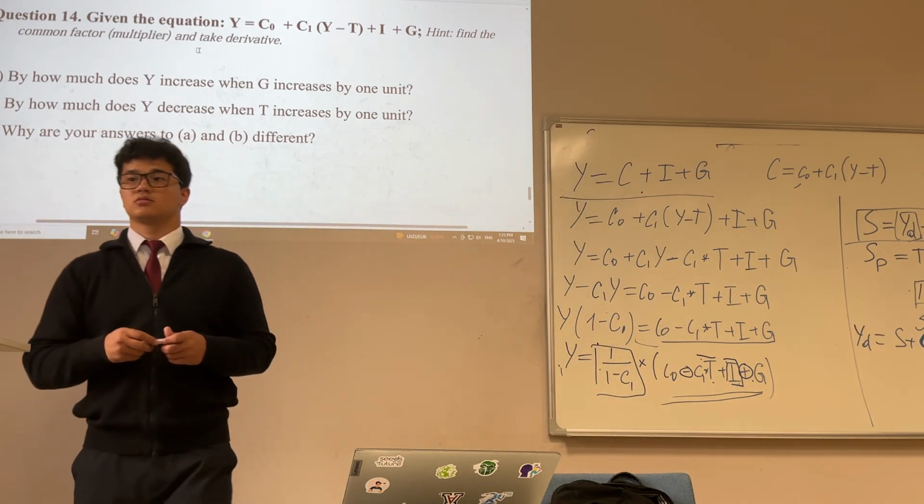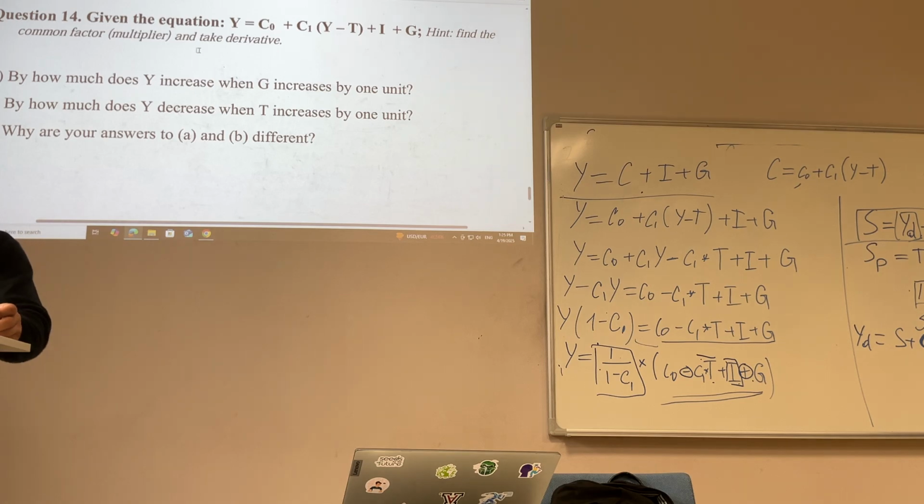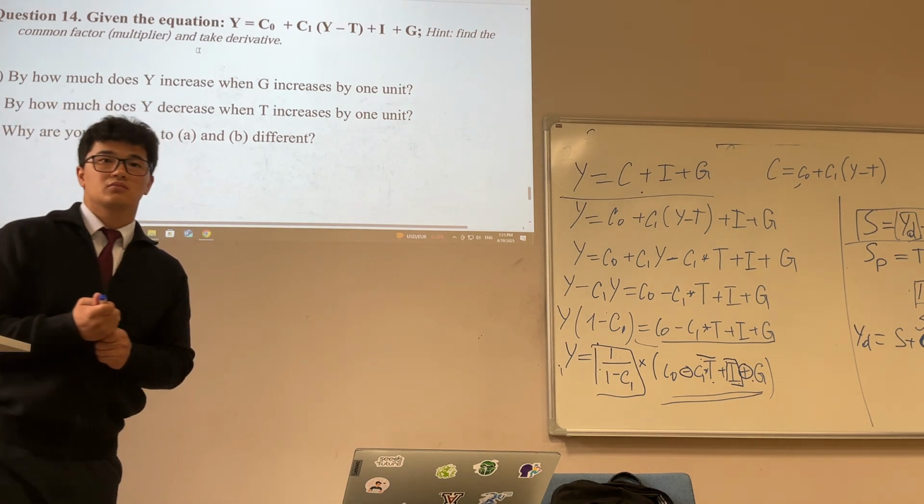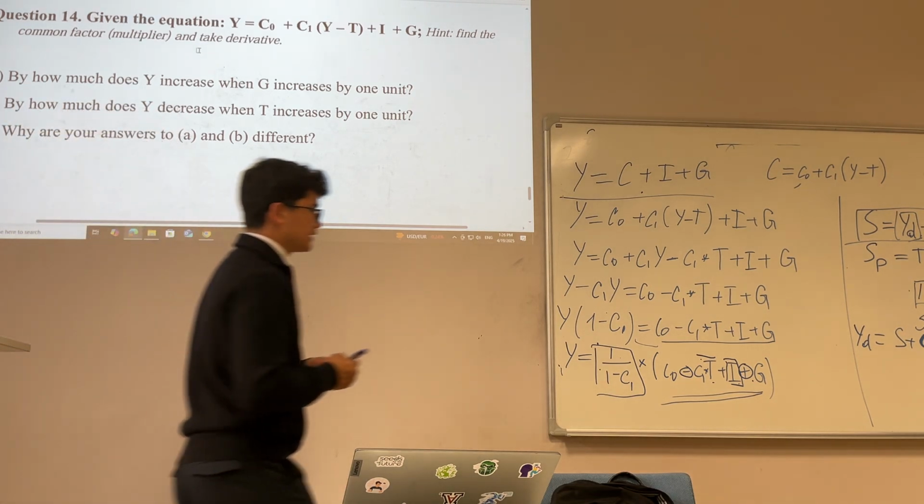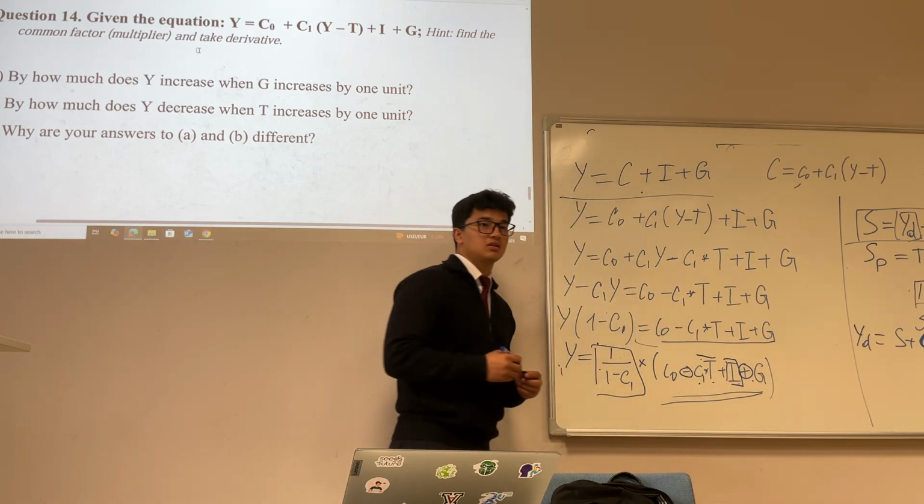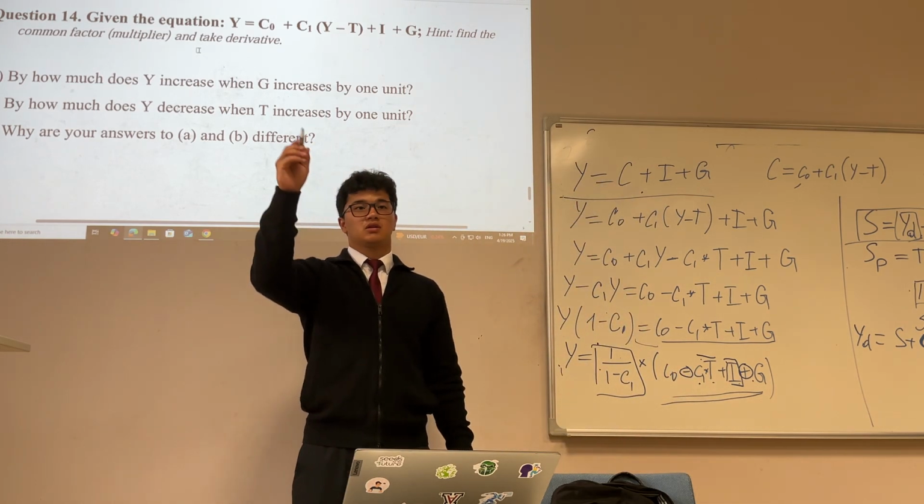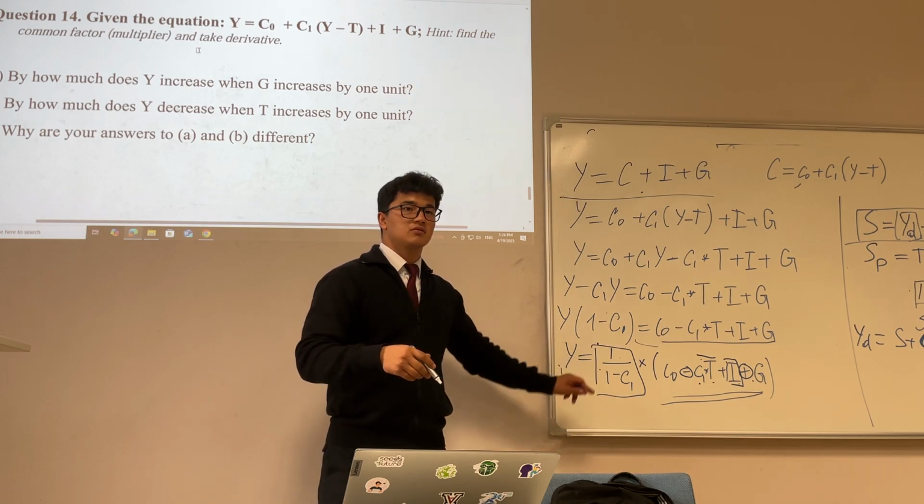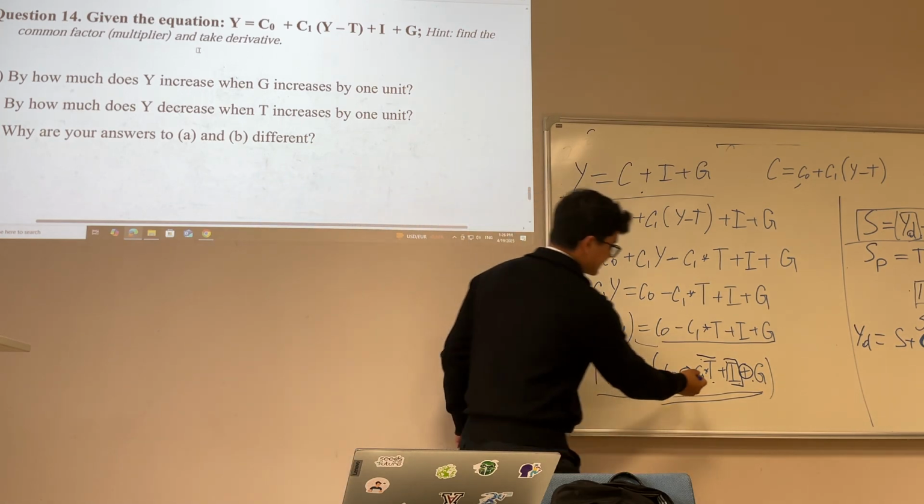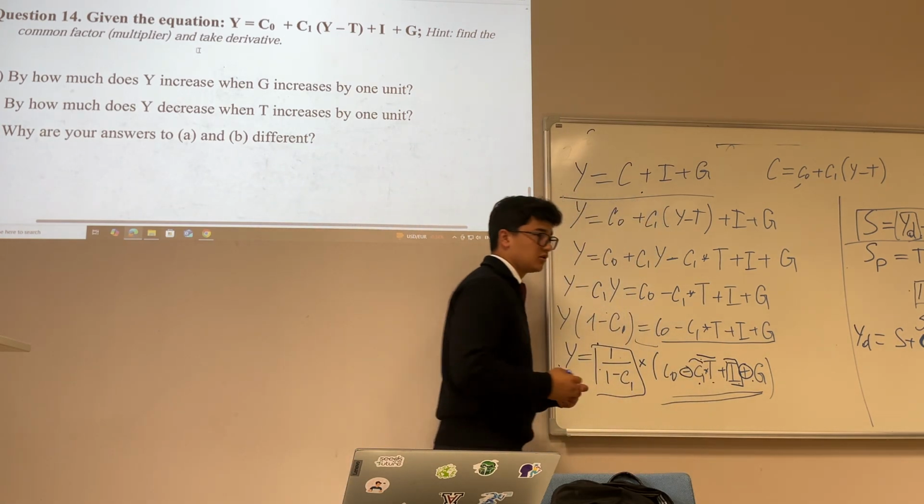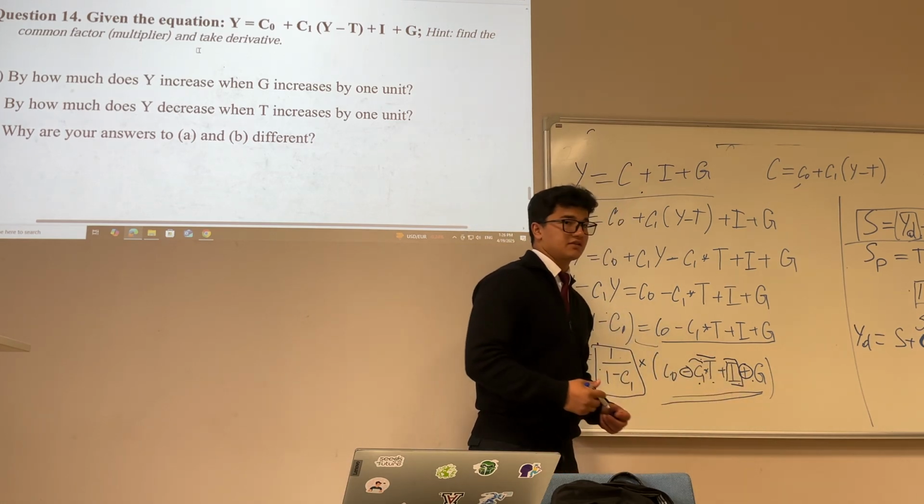Is it multiplied by C1, or does it just increase by the multiplier? I mean, we also multiply by C1, because we have the slope of T. Yes. You need to find the slope. Then minus C1 divided by this. Because T has a slope, but I and G don't have a slope, that's why.